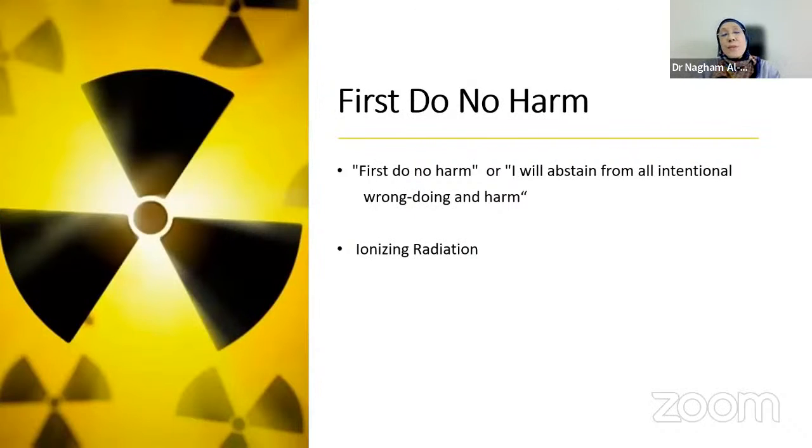Now, we took an oath upon graduation, which is first, do no harm. I'm sure you all remember this oath. Or maybe this is the way you say it: I will abstain from all intentional wrongdoing and harm. Regardless, the meaning is the same: do no harm. For those pretty pictures, there is a hidden cost, and I don't mean the financial cost. There is the exposure to ionizing radiation.